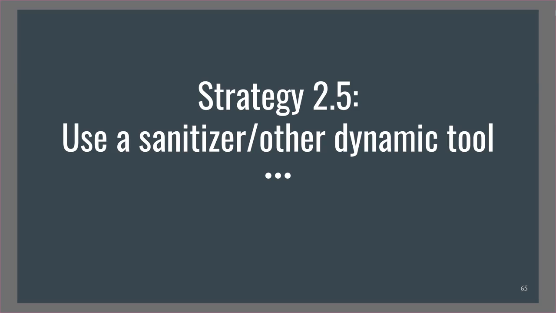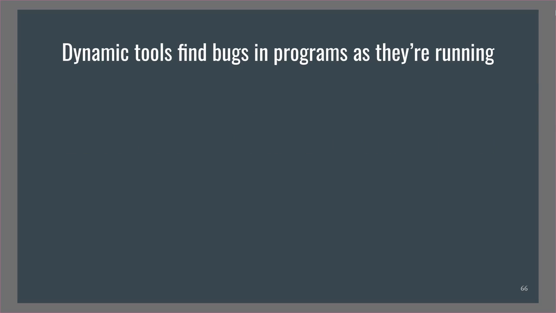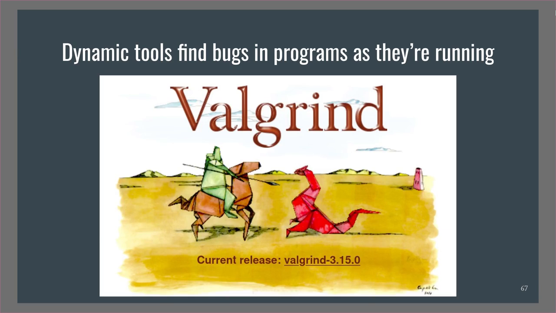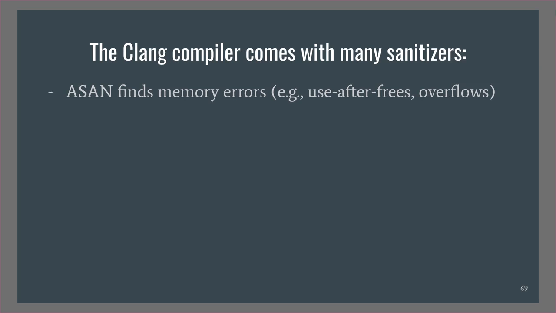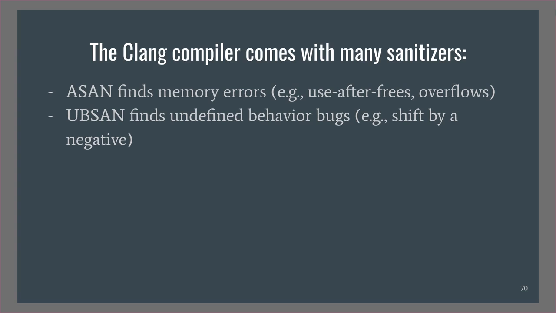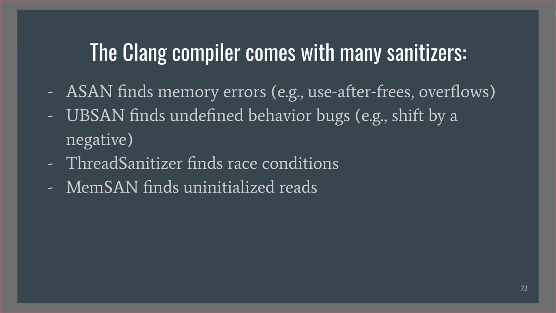That's where dynamic checkers like sanitizers come in. Dynamic tools find bugs in programs as those programs execute. Most of you have probably used Valgrind, a tool that, among other things, detects memory errors in running programs. In modern browser bug finding, fuzzers run on programs built with a dynamic sanitizer, which detects certain kinds of errors at runtime. The Clang compiler, for example, comes with a bunch of different sanitizers: ASan, which finds memory errors like use after free and buffer overflows; UBSan, which finds undefined behavior like bit shifts by negative numbers; ThreadSan, which detects race conditions; and MemSan, which finds uses of uninitialized memory.